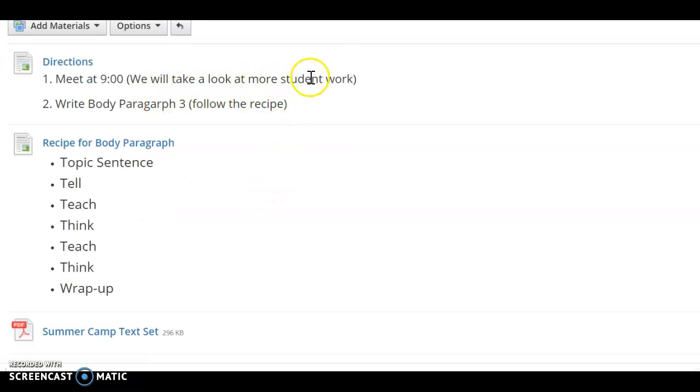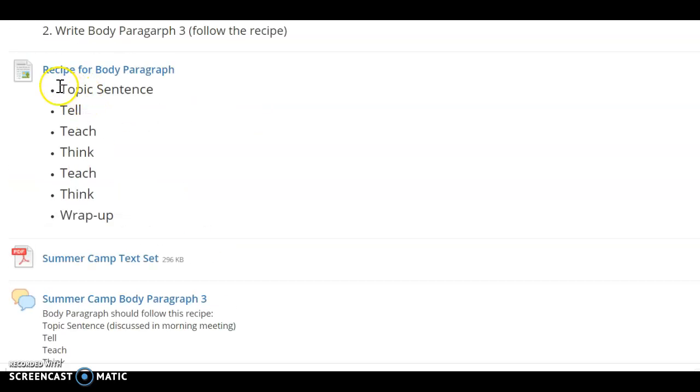Wednesday, again, we're going to look at some student work. We're going to look at body paragraph 2 that some students completed yesterday. And then we're going to talk about body paragraph 3, some things maybe we can add to improve our writing. And then you are going to write body paragraph 3 following this same outline or recipe.